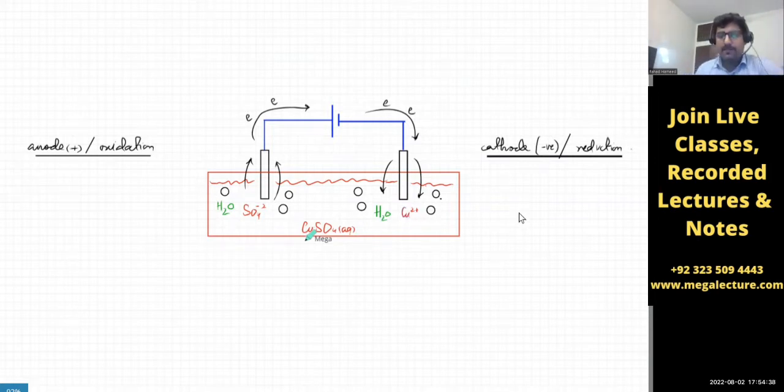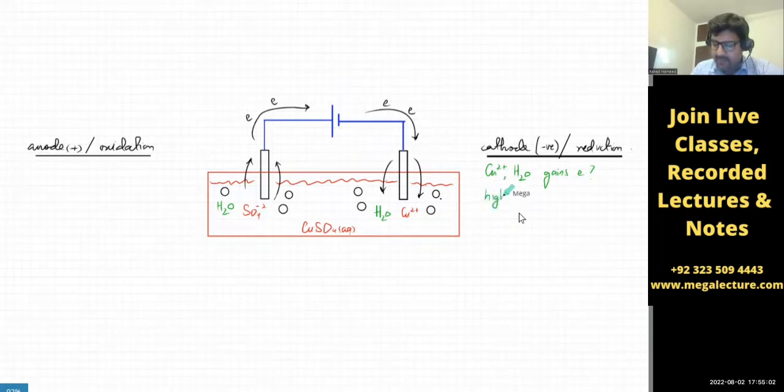Open the data booklet. Remember, open the data booklet. So you've got two options, copper 2+ or water. That's the question. Out of these two, who's going to gain electrons? So you're going to look for equations, and remember, higher E0 is the one that gains electrons. The answer to the above is higher E0 gains electrons. So remember, we're only talking about gain of electrons. There's not going to be a loss of electrons, only gain of electrons.